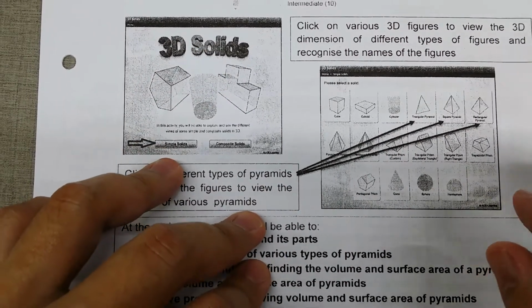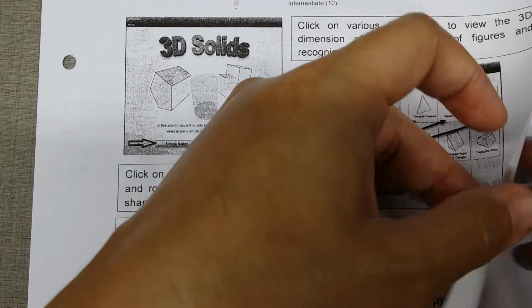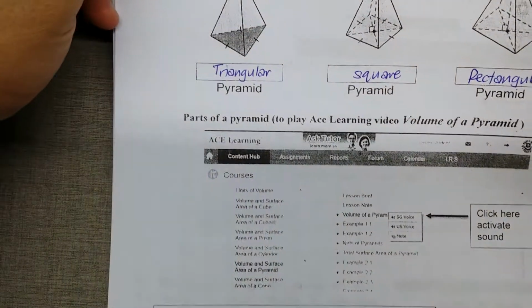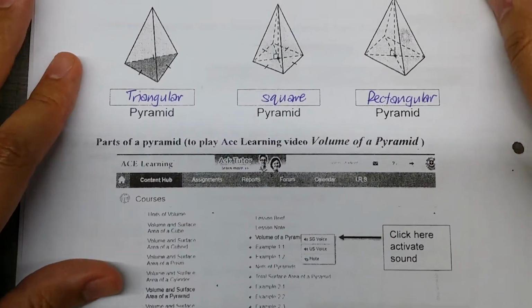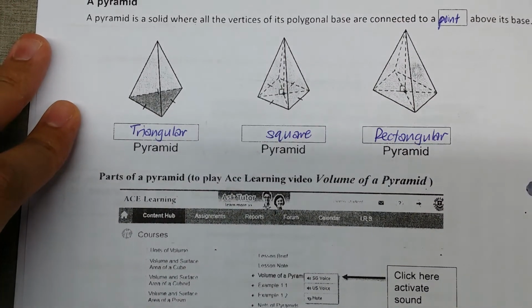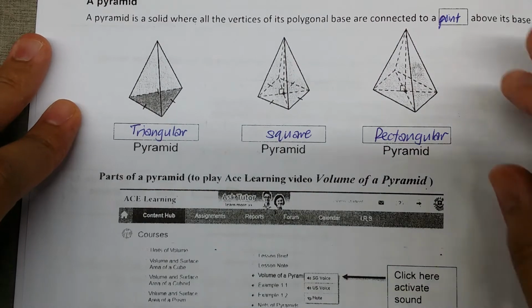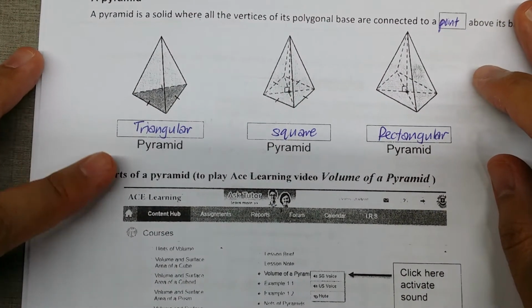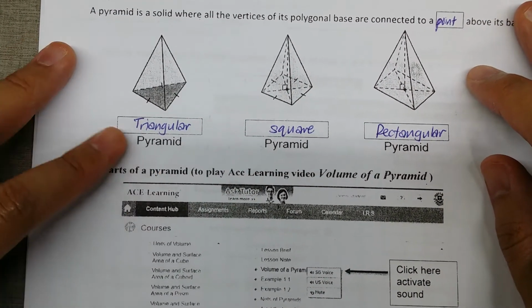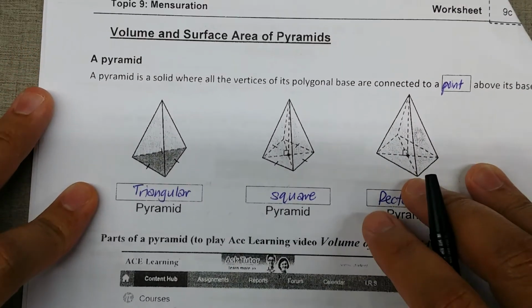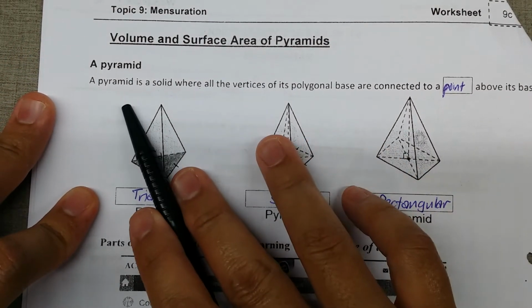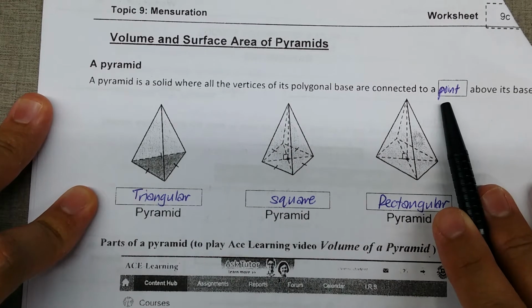So I'll go through some of the pages that you are supposed to copy through ACE Learning. You're supposed to do it through ACE Learning, but if it's difficult to understand, I'll try to explain further. So you're supposed to copy this. Do you manage to get this?